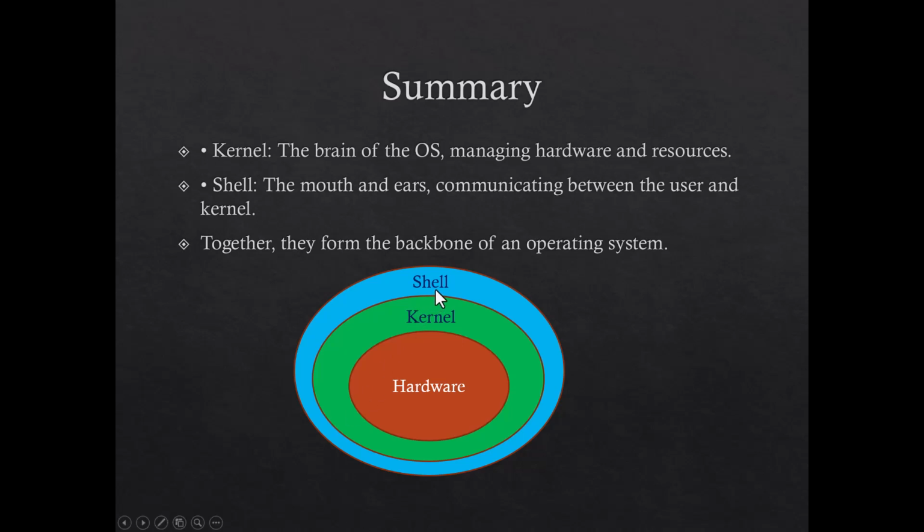Suppose this is the shell. Here the user is sitting and has given a command to the shell, and the shell interacts with the kernel and the kernel interacts with the hardware for the execution. So this makes the backbone of the operating system. This is the complete diagram of the shell, kernel, and hardware for your operating system on any computer.